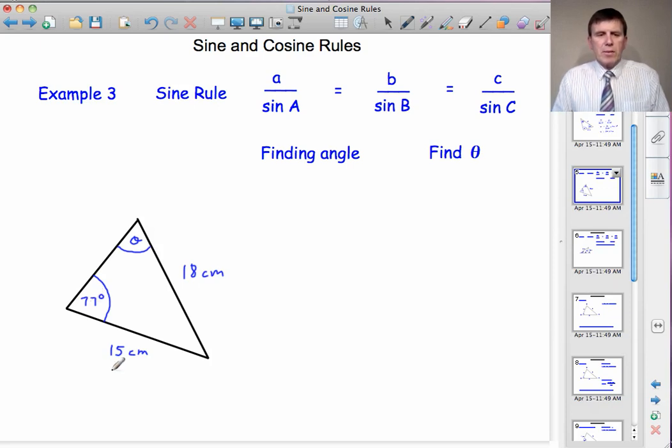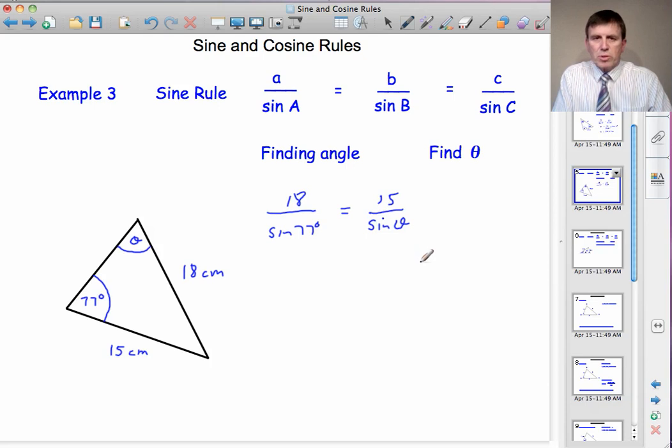So I can simply write down that 18 over sine 77 is equal to 15 over sine theta. And what we do now is what mathematicians call cross-multiplying. In effect, we're just multiplying the equation through by both denominators. The left-hand side becomes 18 multiplied by sine theta equals the right-hand side 15 sine 77 degrees.